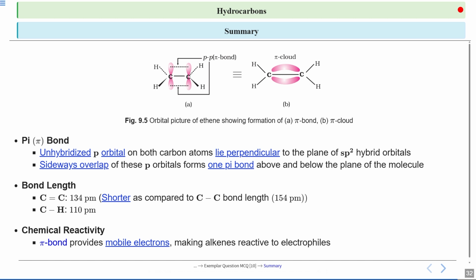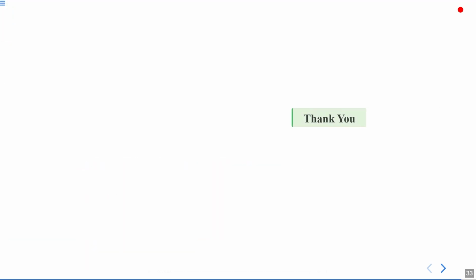Why? Because although the overall strength of the C double bond C is greater than the C single bond C, the individual pi bond is very much reactive due to the presence of mobile electrons, which allow it to do addition reactions. So they can act as a nucleophile and undergo addition reactions forming single bond compounds. This was all for today's lecture. Thank you for joining.